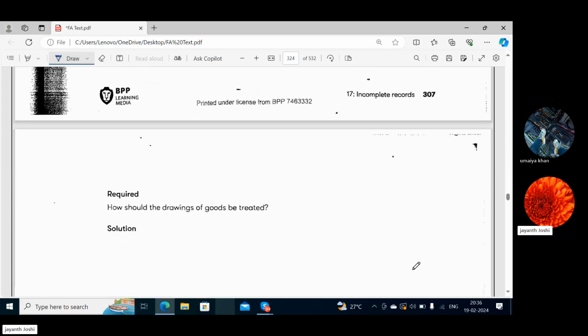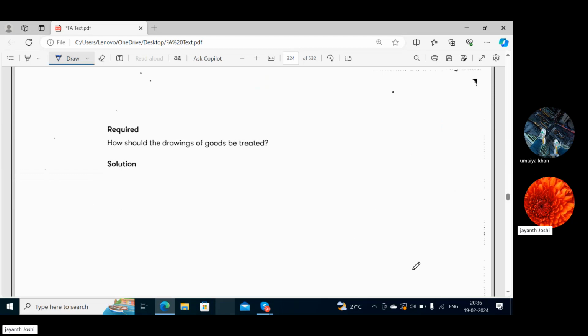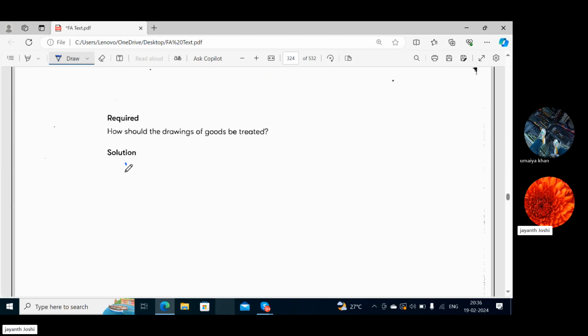How should the drawings of goods be treated? For that, again, we have to solve it. Sales was given as 4,000. Cost of sales: opening inventory 300, purchases 2700. So that is purchases. From purchases, what we have to do? We know that 2 units have been withdrawn by the proprietor for personal use, and 1 unit costs $60. So 2 into 60, that will be deducted from purchases. So 120 will be deducted from purchases. That's for our personal use.